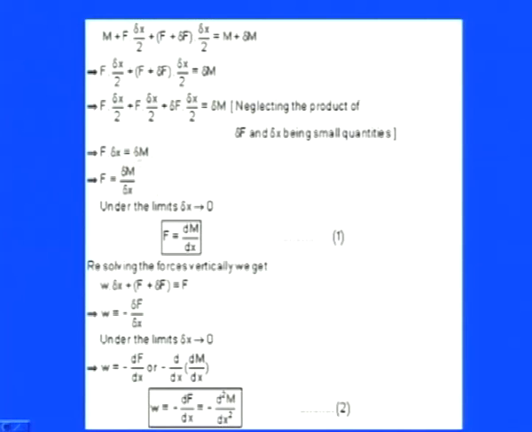What we have after concluding that part: F into delta x by 2 plus F into delta x by 2 because of these forces, and delta F into delta x by 2 cancels out, as I told you, equals delta M. So if I cancel out this portion, we have F into delta x by 2 plus delta x by 2, that means F into delta x, which equals delta M on the right hand side.